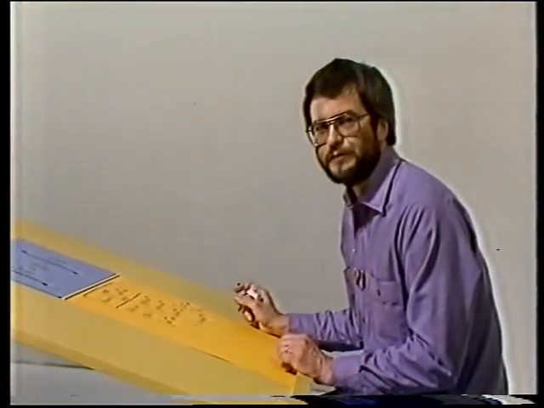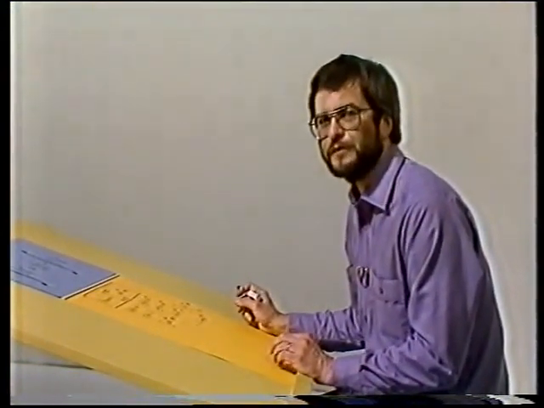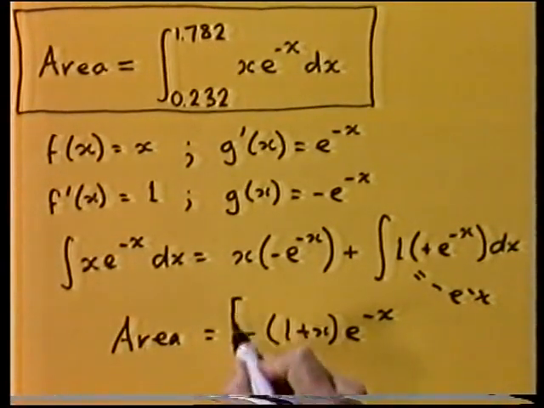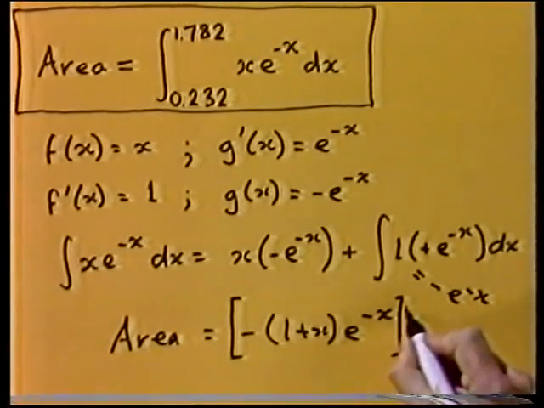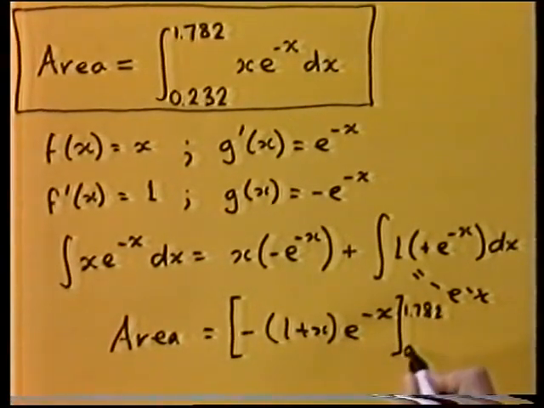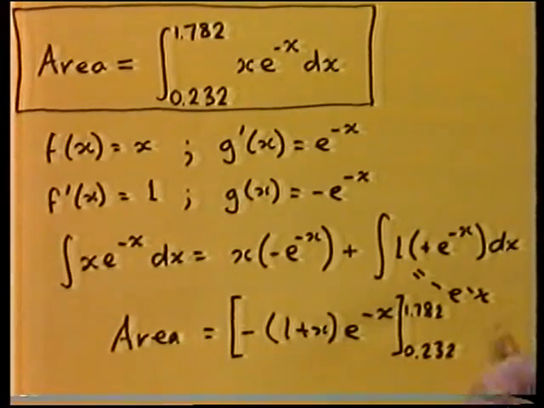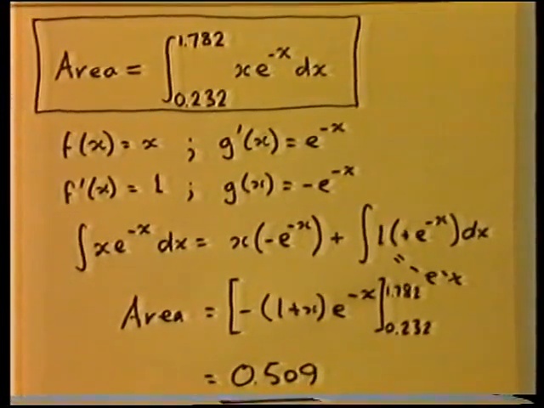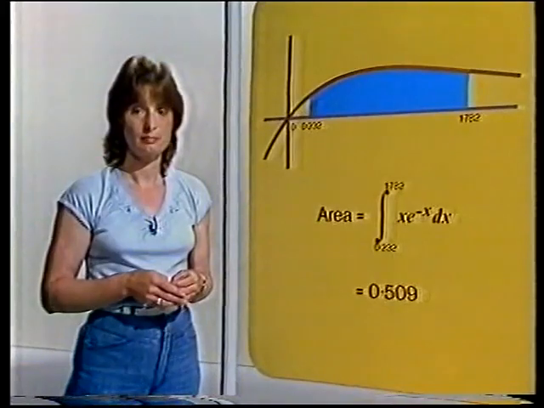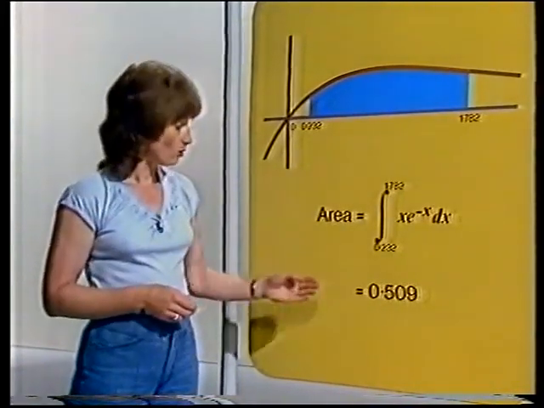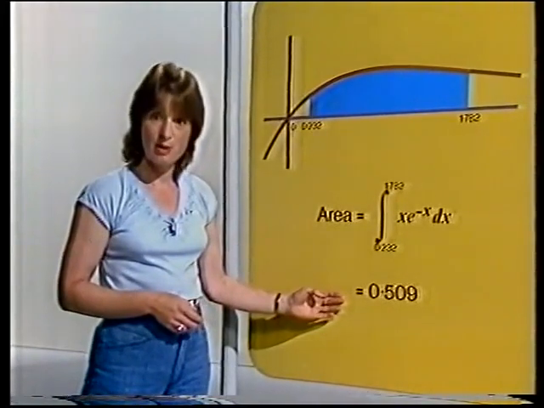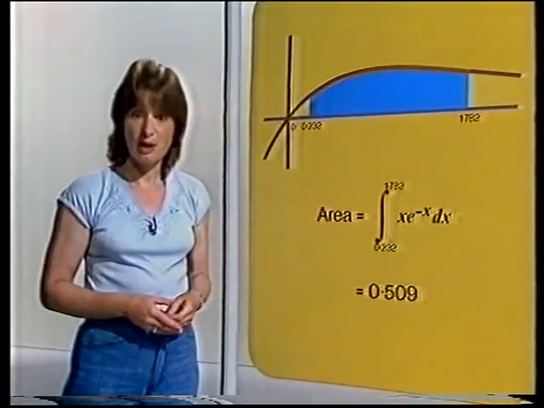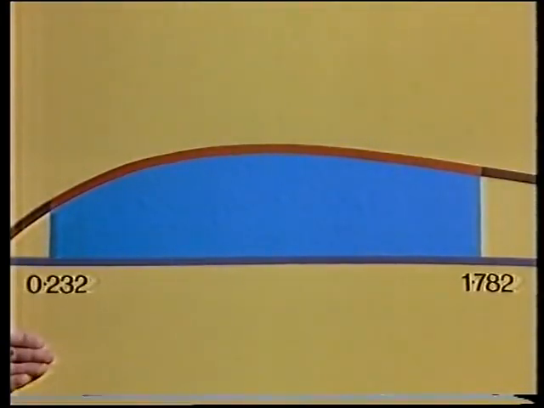Now we want the area, so we can now use the fundamental theorem. The area is the difference between the values of this primitive at 1.782 and 0.232. And that turns out to be 0.509 to 3 decimal places. So the integral is 0.509, and remember, that's an area. But we want the volume of our glass, and we get that by rotating this area about the x-axis.